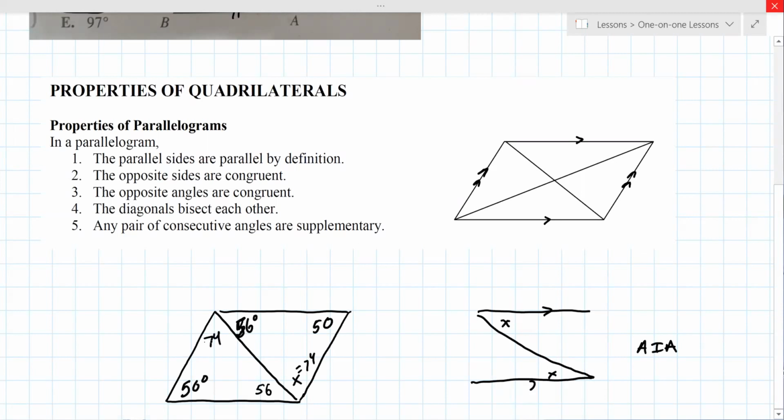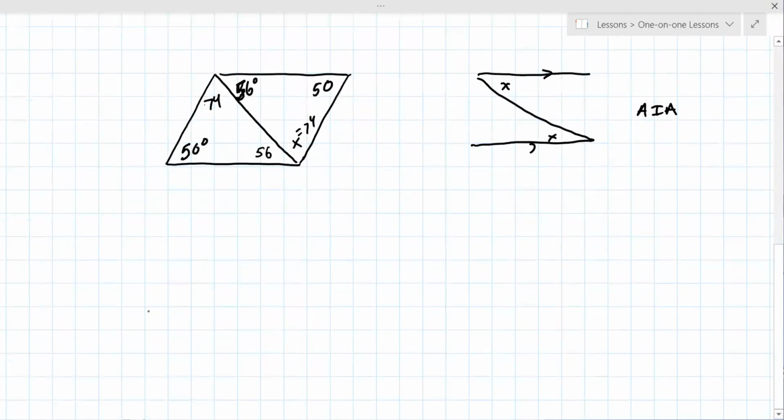Oh, that means those also are alternate interior. Yeah. It's harder to see, but it goes. Let me draw it here. These lines are parallel, and this is a transversal. That's this one right here. So 74 is equal to 74.